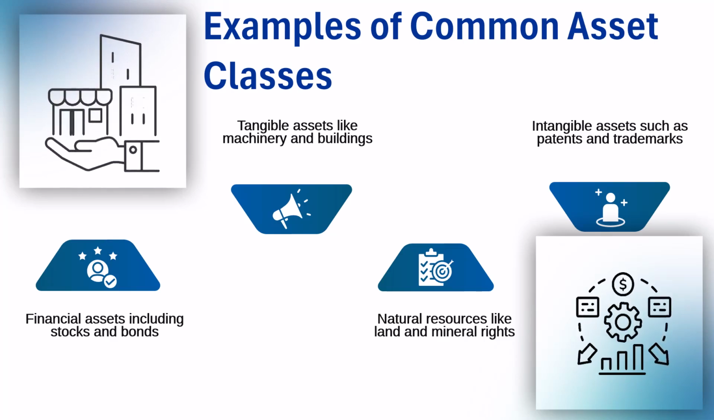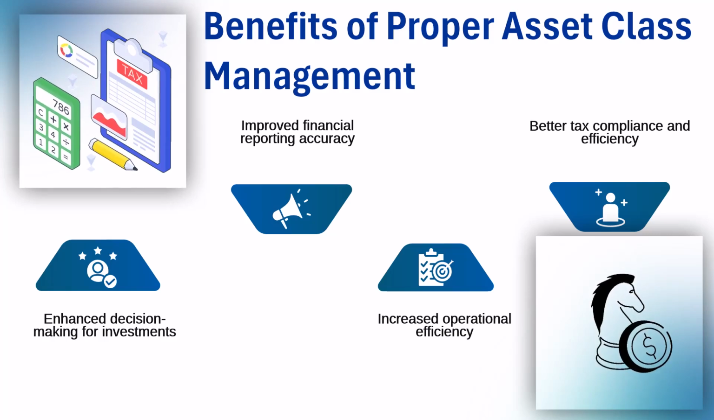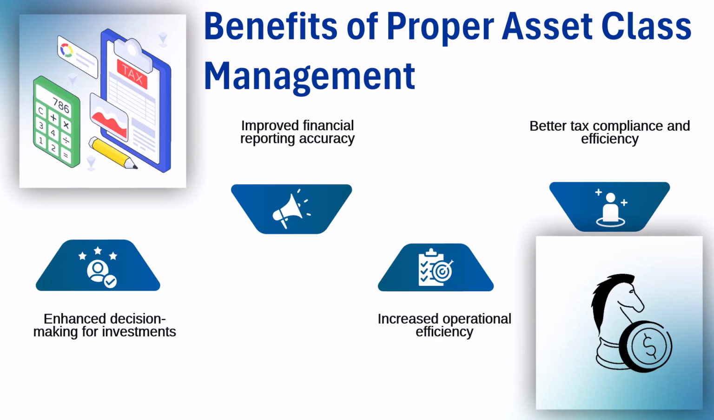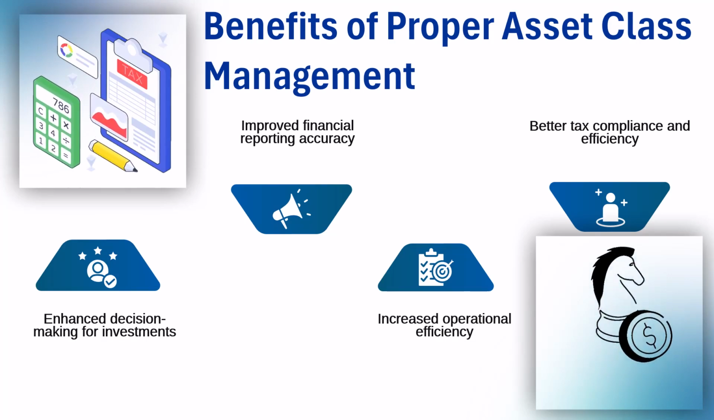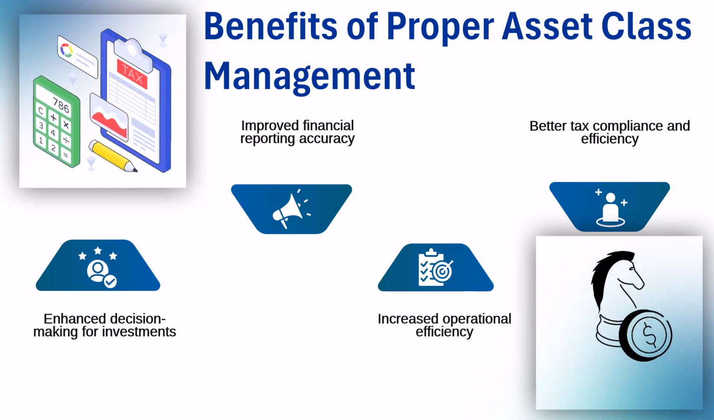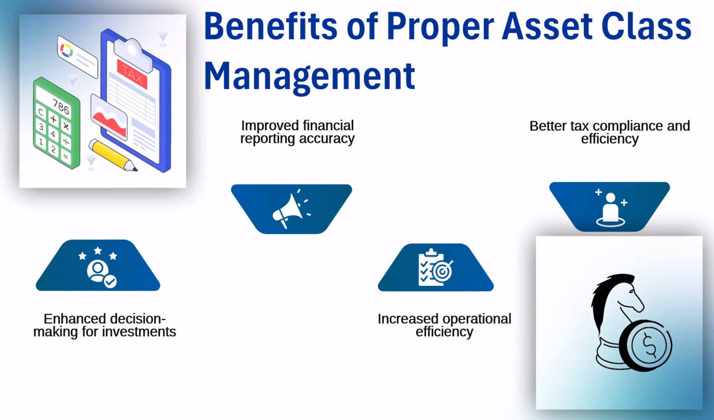Managing asset classes properly is like keeping a clean kitchen. Everything runs smoother. First, accurate financial reporting ensures there are no surprises in the books. Tax compliance, crucial, unless you enjoy audits as much as root canals. Sound asset tracking leads to better investment decisions, because guessing is not a strategy. And finally, operational efficiency. Think of it as having all your tools in the right drawer.